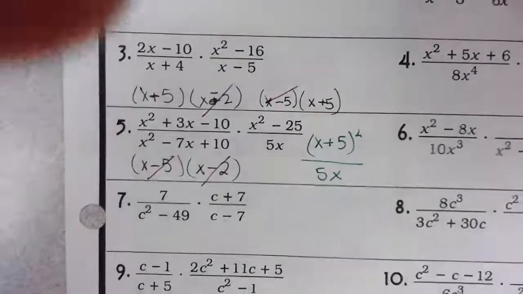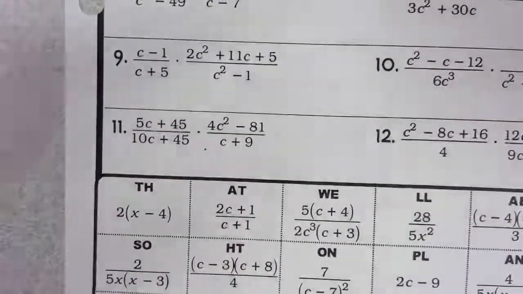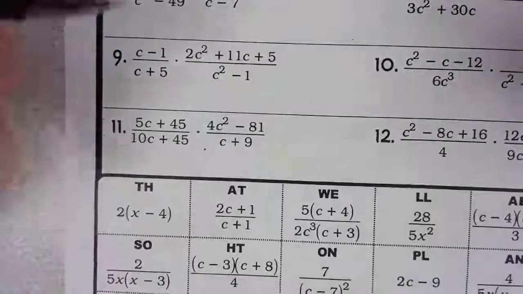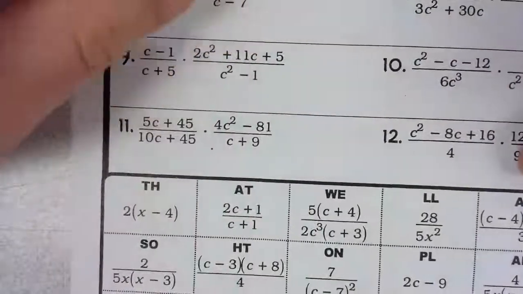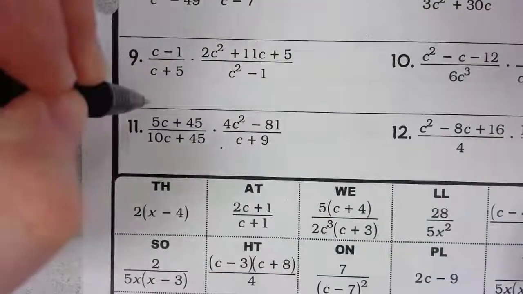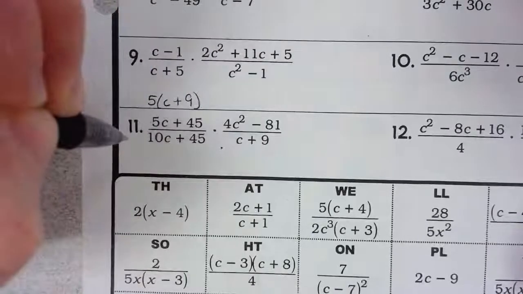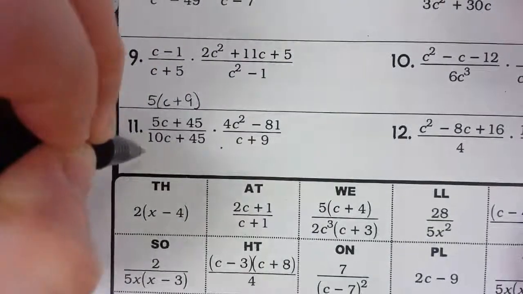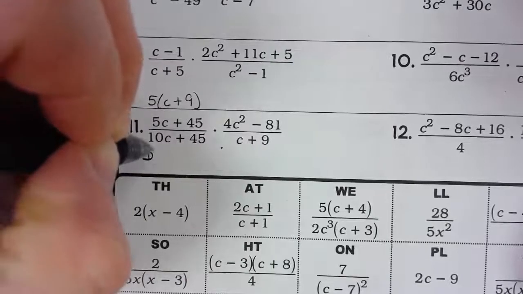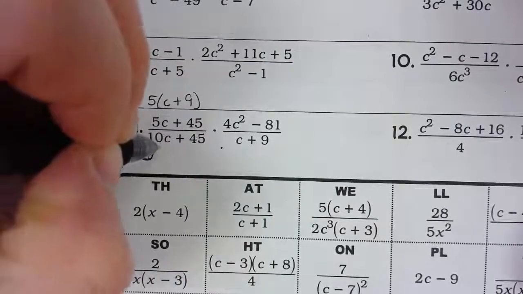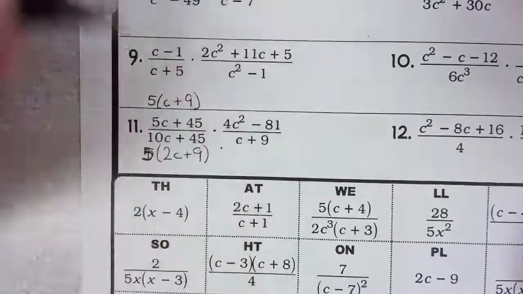Let's take a look at one more example here. I'm going to move the camera down, and we're going to take a look here at number 11. All right, so number 11, again, we want to just go around. Again, we always want to look for a GCF first, right? So right here, it looks like there's a 5 with just a c plus 9 left over. Here, it looks like if I pull another 5 out, there is a 2c plus 9 left.